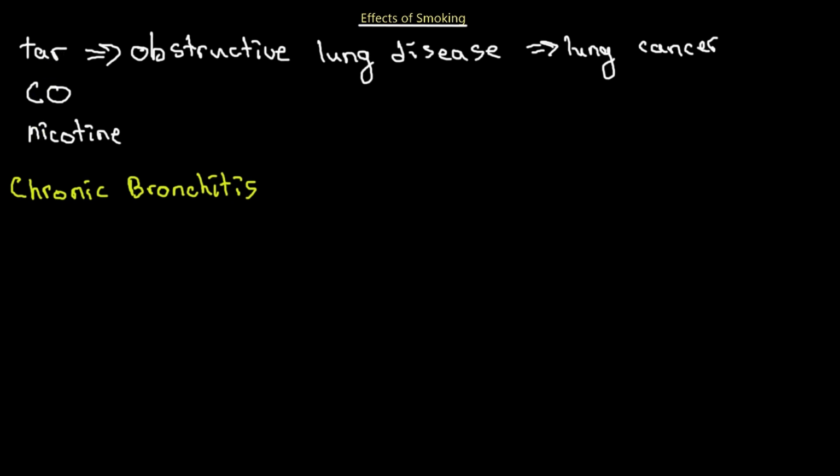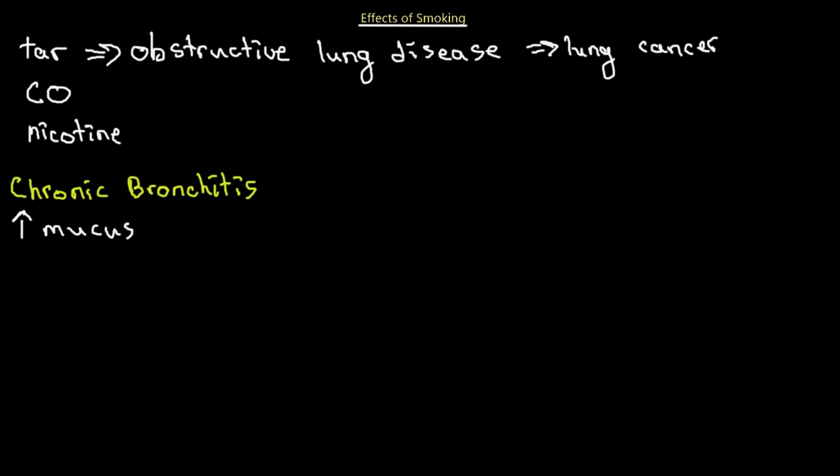So the tar in the cigarette smoke stimulates goblet cells and mucus glands to enlarge and secrete more mucus. So remember the goblet cells that were typically located in the trachea and the bronchi, those goblet cells and the glands are going to produce more mucus than needed because of stimulation from the tar if you are a chronic smoker. Now, the tar also inhibits the cleaning action of the ciliated epithelium that lines the airway.